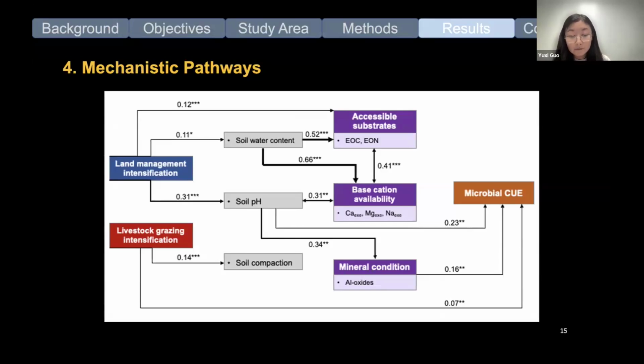So for example, land management intensification enhanced the labile carbon and nitrogen both directly and indirectly via changes in soil water content. And grazing intensity showed primarily direct effects on CUE. This direct pathway, shown by the arrow at the bottom, suggests there might be other things going on that were uncaptured through our measured soil properties. So for example, maybe grazing is changing the composition of microbes, shifting who is present or active in the system. So we will need to explore these possibilities in the future.